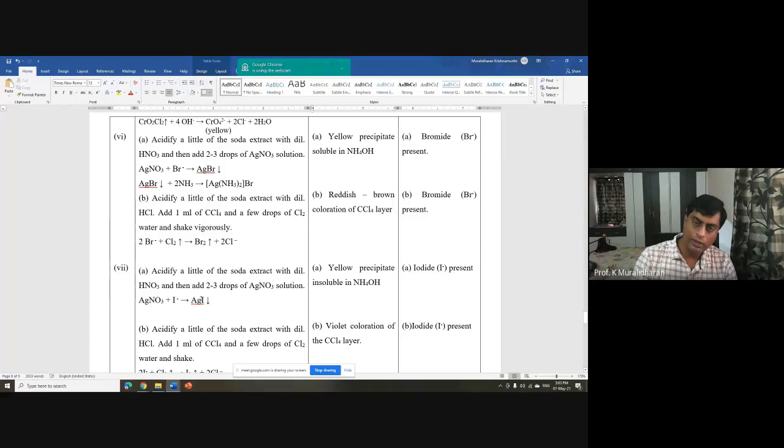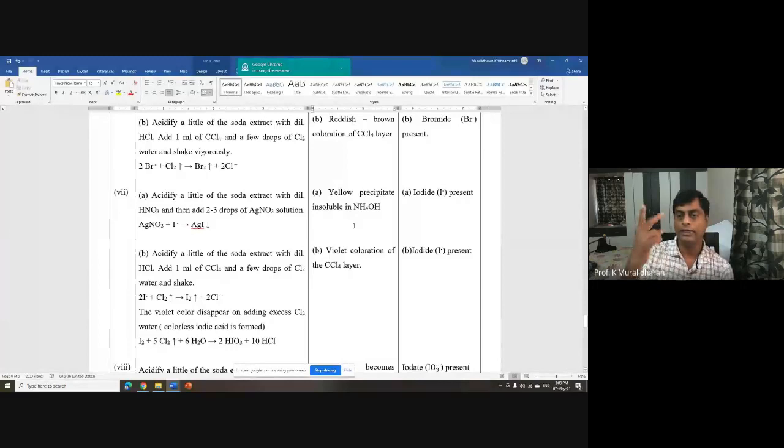Okay, so that's the important difference between these two reactions here. In both cases you get a yellow precipitate, but one yellow precipitate goes into the ammonium hydroxide solution, while the other yellow precipitate does not go into ammonium hydroxide solution. So to further confirm the iodide presence, so today you are not going to get the yellow precipitate.